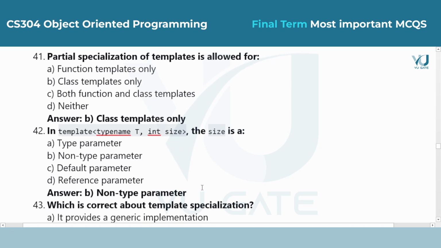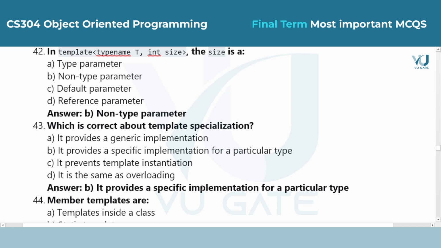Topic: Advanced Templates. Q41. Partial specialization of templates is allowed for. Answer: B. Class templates only. Explanation. While you can overload function templates, C++ only allows partial specialization for classes. Q42. In the template, the size is a. Answer: B. Non-type parameter. Explanation. Since int size represents a constant value rather than a data type, it is categorized as a non-type template parameter.